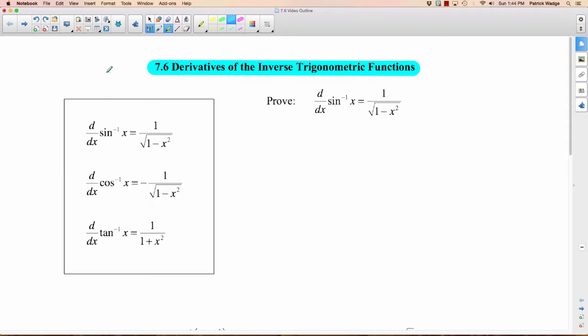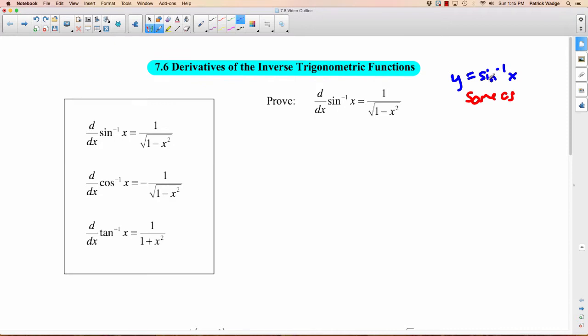Alright, so here we go. Here are the derivatives. I'm not going to read them all out here, but just for example, the derivative of the inverse sine of x is equal to 1 over the square root of 1 minus x squared. Okay, so let's start by proving the first one, showing that it's true. And in order to prove it, what we're going to have to do is to take into account that y equals inverse sine of x is exactly the same as what?